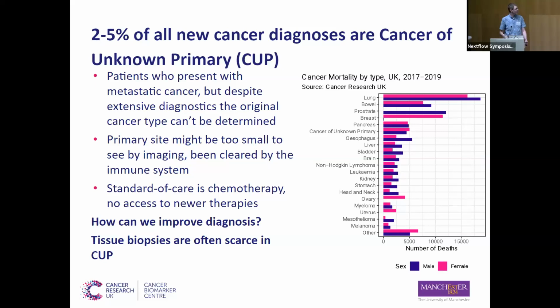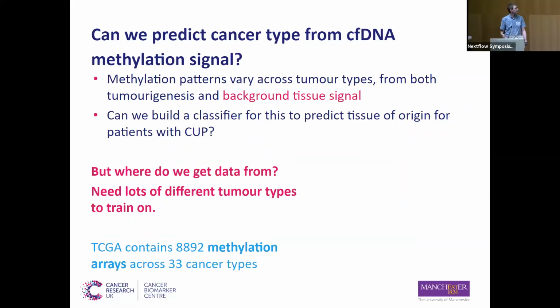So how can we improve that diagnosis? Particularly as tissue biopsies are often very small, they're taken from metastatic sites, they might be quite small and necrotic, and they're used up in the diagnosis process. So we want to use cfDNA for that. So can we predict cancer type from cfDNA using this cfDNA methylation signal? And these methylation patterns vary across tumor types, both due to the tumorigenesis process, but also there's quite a lot of background tissue signal. So this DNA methylation is a way that your different cells with the same DNA express different proteins. So we need lots of data for this.